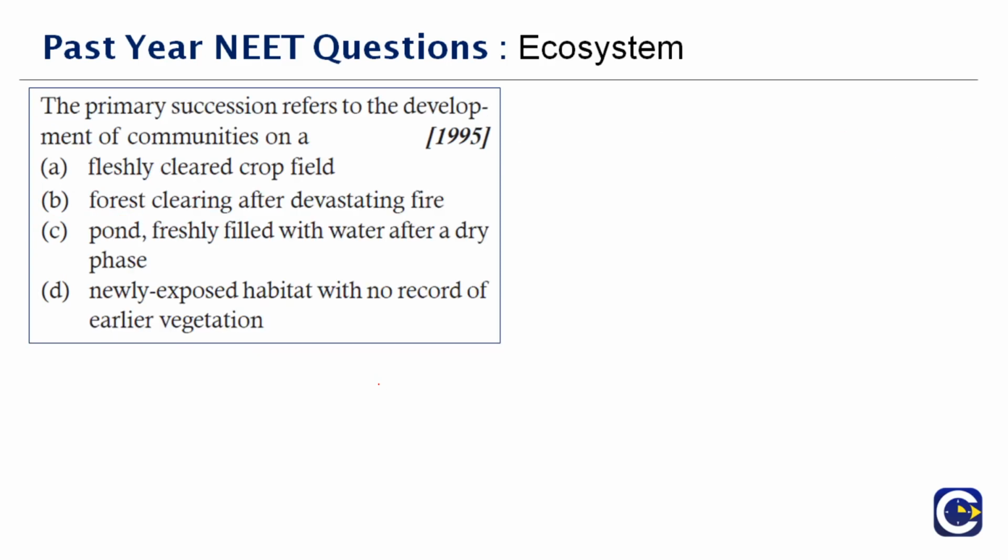Next question. The primary succession refers to the development of communities on a dash. We need to analyze the options here. The first one, freshly cleared crop field, wrong. Forest clearing after devastating fire, wrong. Pond freshly filled with water after dry spell, wrong. Newly exposed habitat with no record of earlier vegetation. The primary succession. Before we go into the answer, let's discuss what is primary succession.